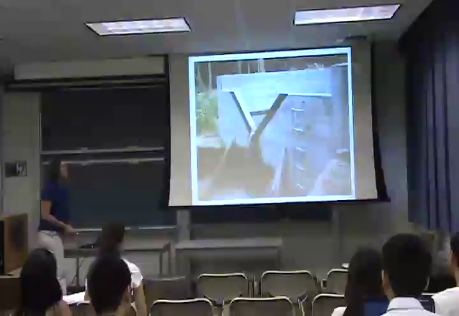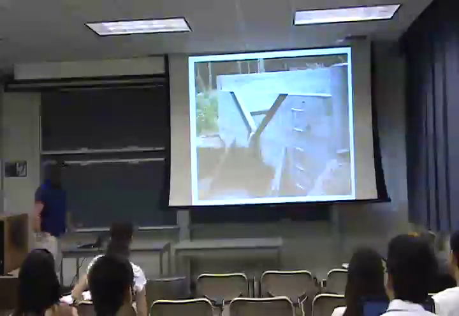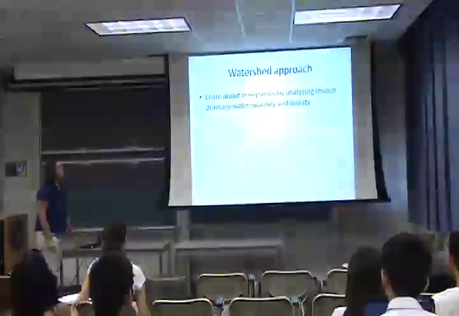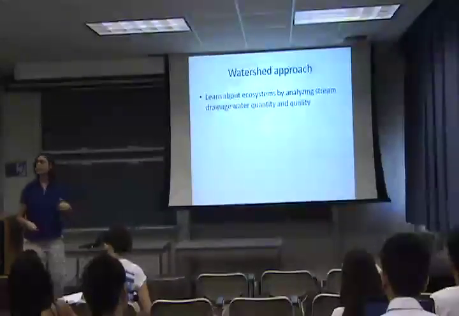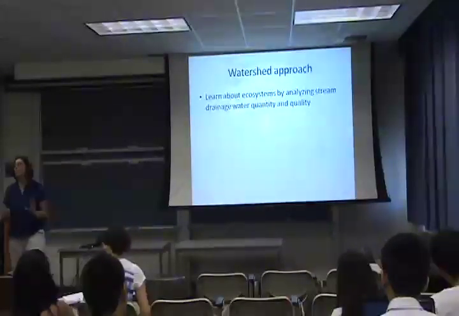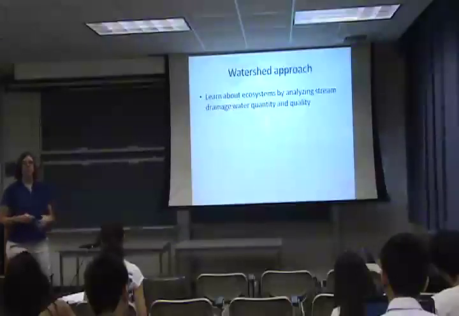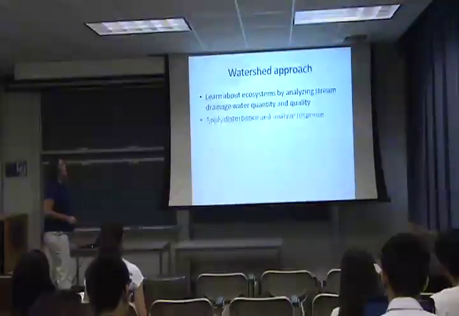And then this is what it looks like at the bottom where they sample the water. The weir kind of funnels everything in. Okay, so the watershed approach is a good way to learn about ecosystems by analyzing the water draining the system and analyzing it for both the quality of the water, water quality means the chemical constituents in the water, and quantity.